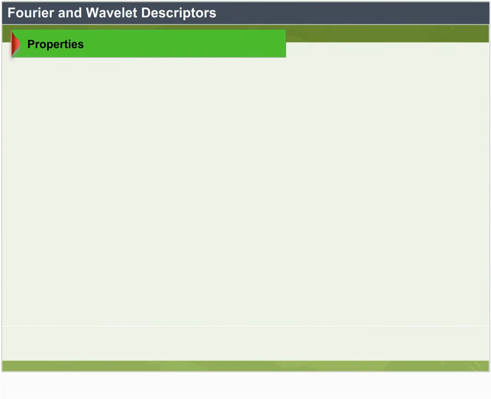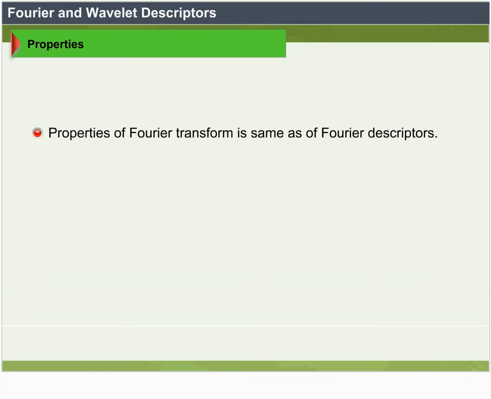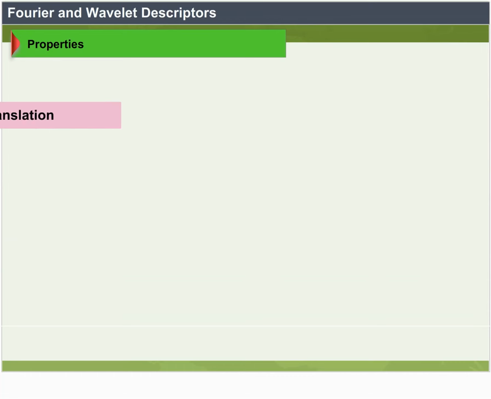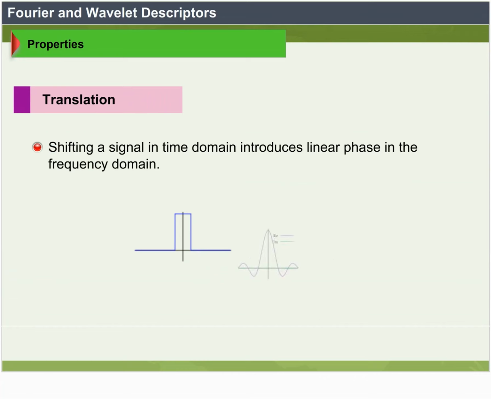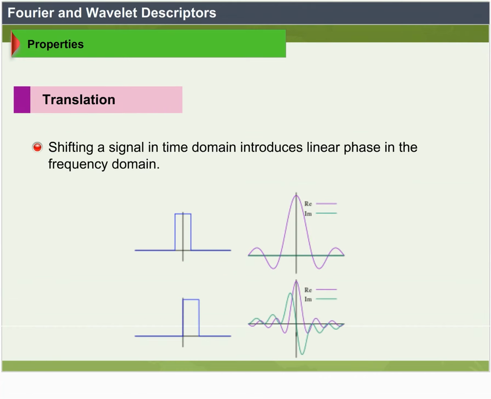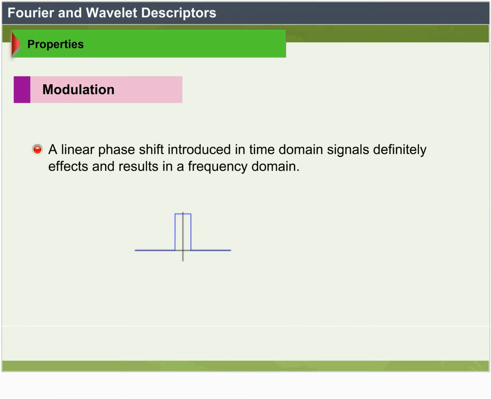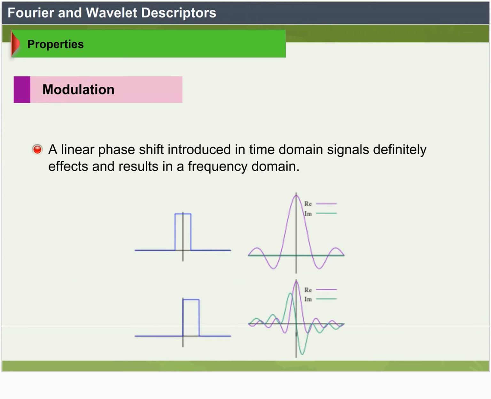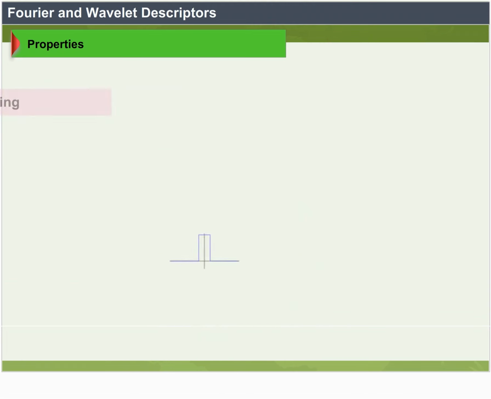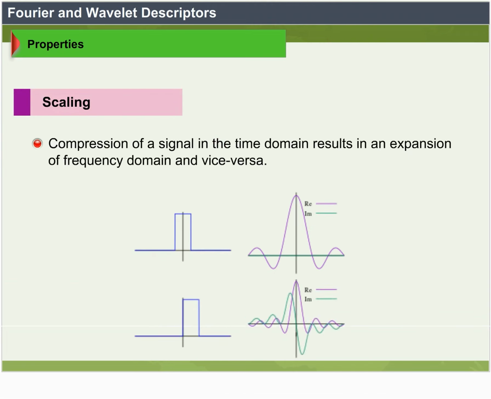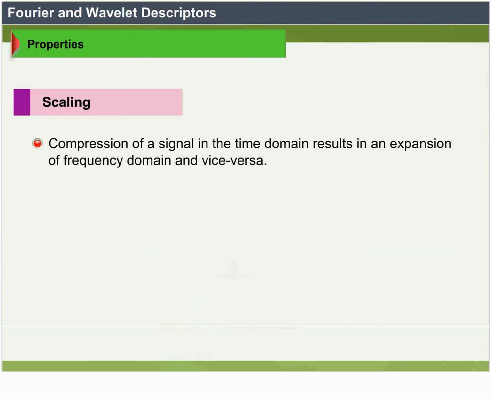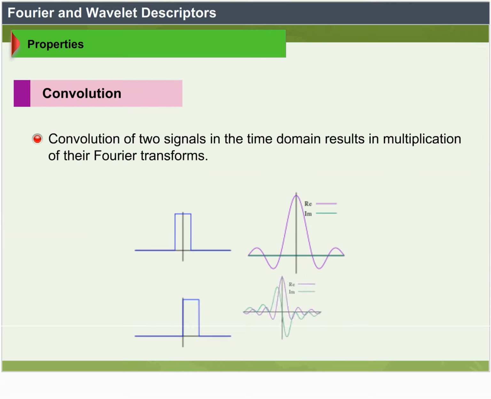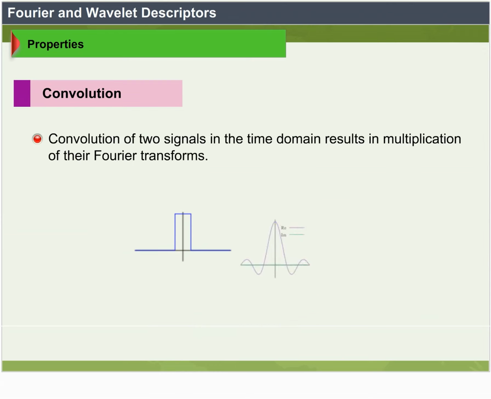Properties. Properties of Fourier transform are the same as Fourier descriptors. Translation: shifting a signal in time domain introduces linear phase in the frequency domain. Modulation: a linear phase shift introduced in time domain signals results in a shift in the frequency domain. Scaling: compression of a signal in the time domain results in expansion in frequency domain and vice versa. Convolution: convolution of two signals in the time domain results in multiplication of their Fourier transforms.